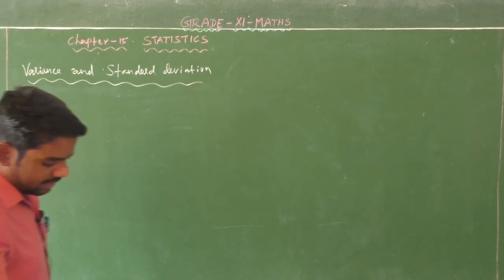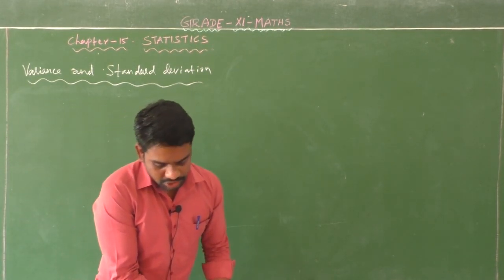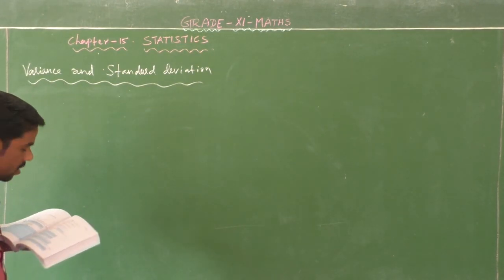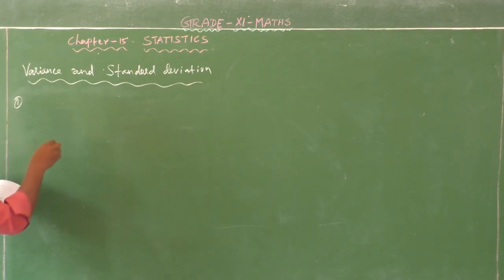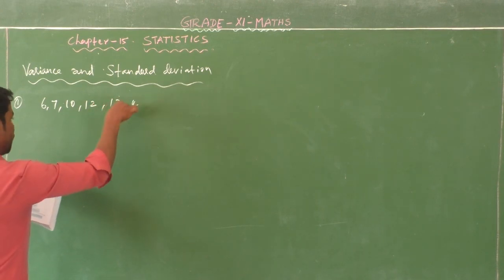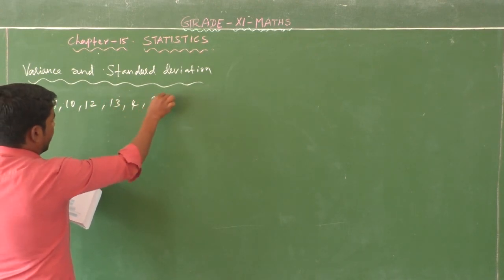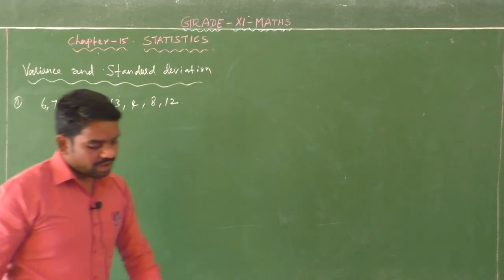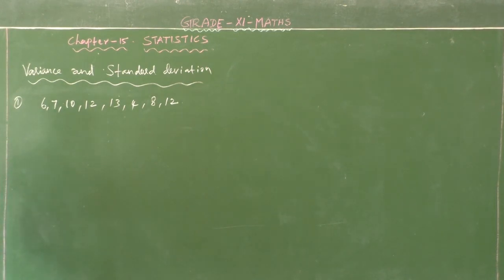Listen, next exercise number 15.2, question number 1. Find mean and variance for each of the data. The given data is 6, 7, 10, 12, 13, 4, 8, again 12. So listen, find mean and variance. So the given data is ungrouped data: 6, 7, 10, 12, 13, 4, 8 and 12.